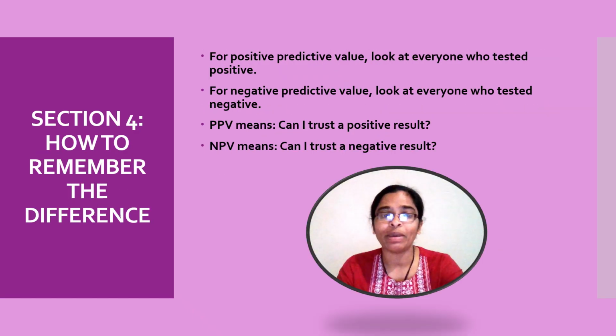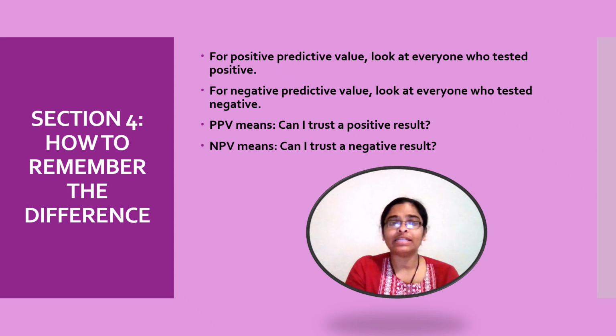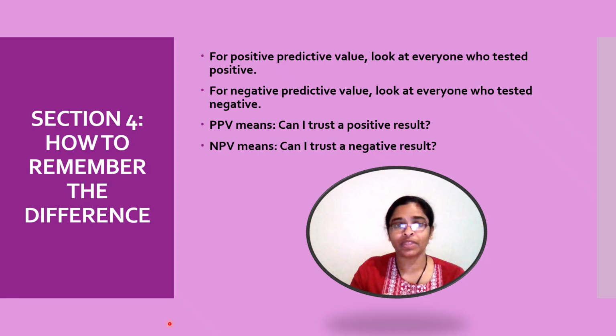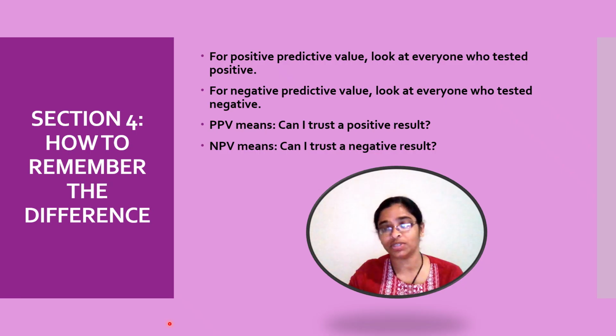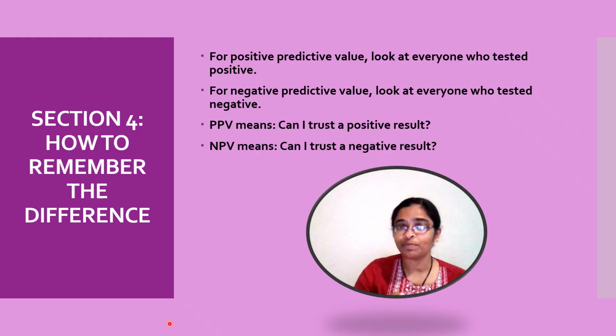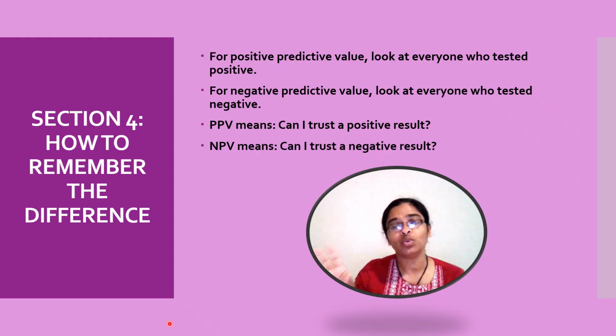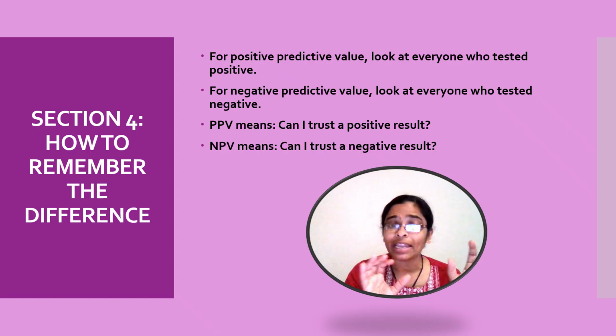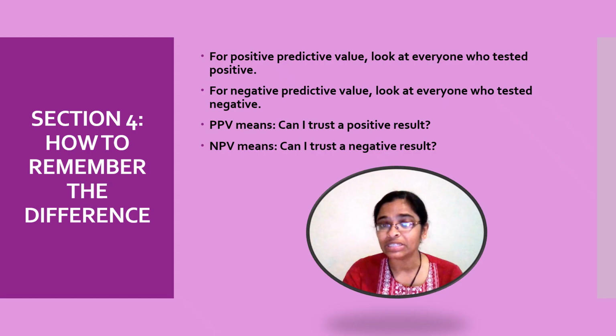Now, how to remember the difference? The easiest method is to begin with the test result. For positive predictive value, look at everyone who tested positive. For negative predictive value, look at everyone who tested negative and then ask how many results are correct. So, positive predictive value means, can I trust a positive result? Negative predictive value means, can I trust a negative result?